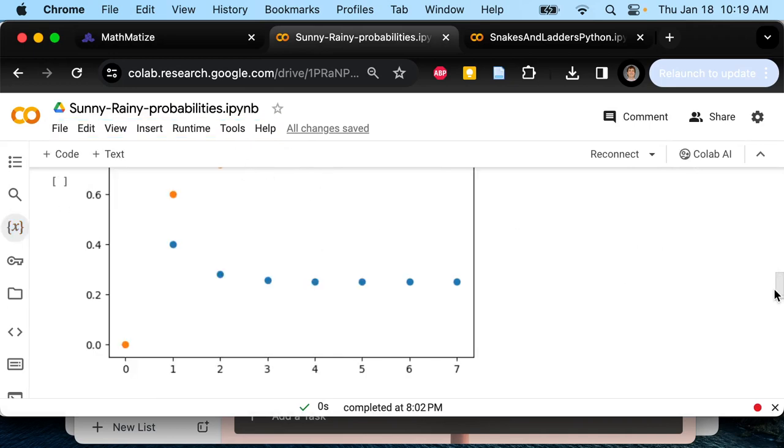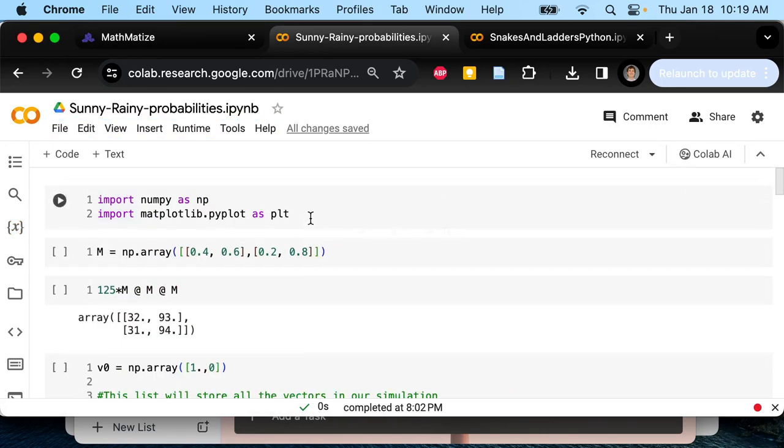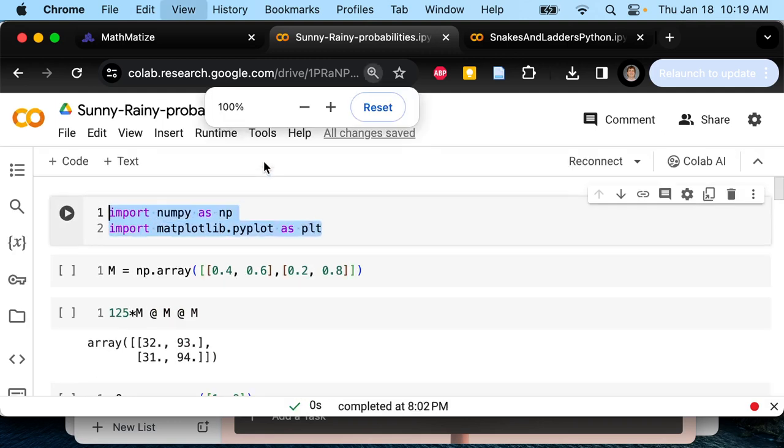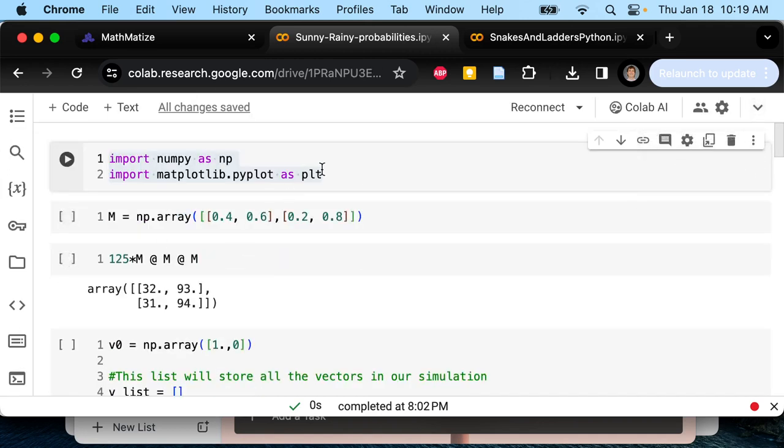So let's go through the Python program. It's not very complicated, very similar to what we did before. Import NumPy. I also imported a package to plot things, so we can plot things later and make some nice pictures.